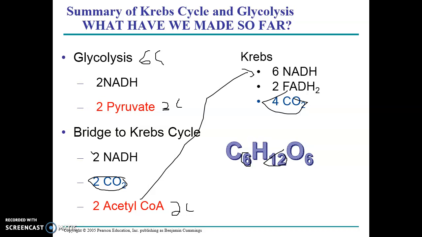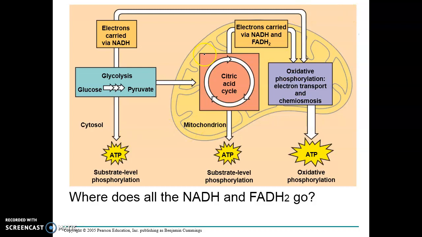Now where are NADH and FADH2 going to go? We're going to use those electrons in the electron transport chain, which we're going to learn tomorrow, to make ATP by a process known as oxidative phosphorylation, which is my favorite process in the entire universe. So the electrons in NADH and FADH2 are going to be used to make the rest of the ATP that we need by oxidative phosphorylation, which we will see tomorrow.